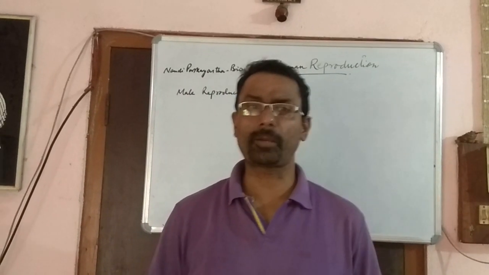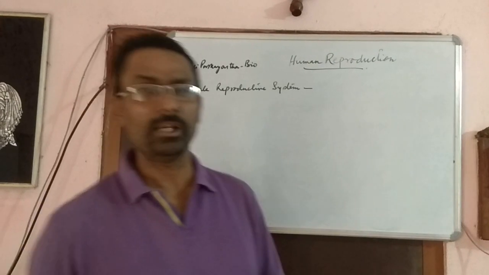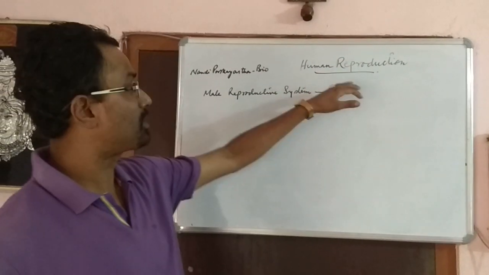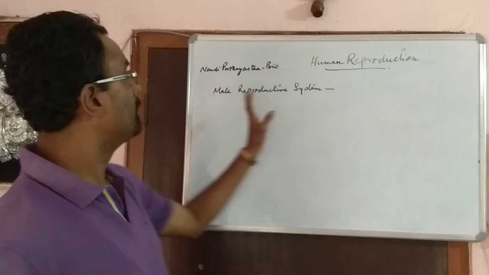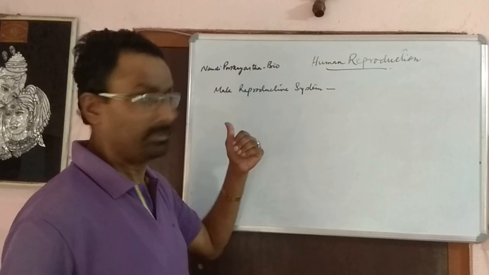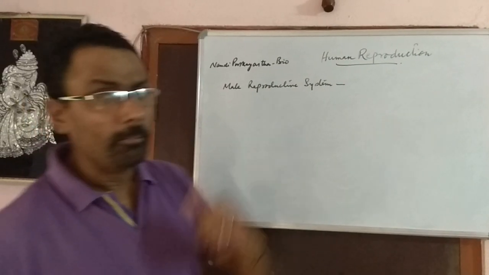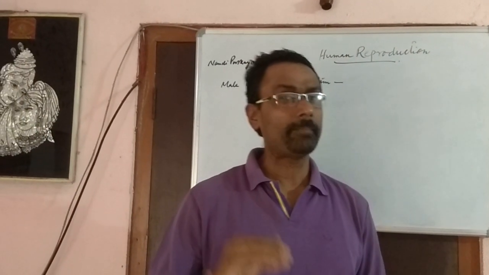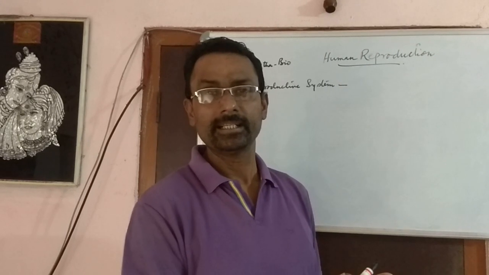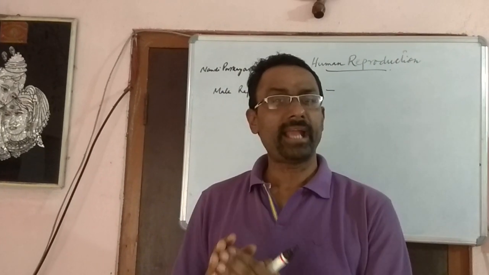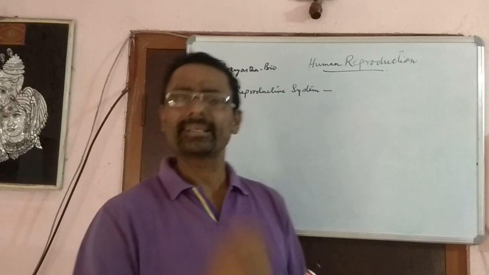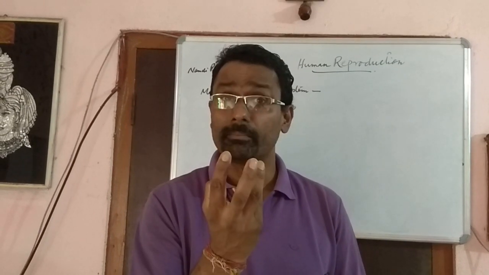Namaste students. Today let's proceed to a new chapter of class 12 biology, that is human reproduction, and first of all we'll be going for the male reproductive system. When you go for the male reproductive system, there will be primary structure and secondary structure. The primary structure, which is concerned with reproduction, is the testes. A male has a pair of testes. Testes remain inside the scrotum.